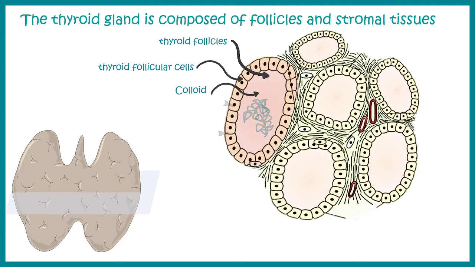Now inside the colloid there are substances known as thyroglobulin, which you can imagine as precursor of thyroid hormone, and thyroglobulin would be processed by thyroid follicular cell to ultimately produce the thyroid hormones. Other than these important cell types, there would be blood vessel innervation which supplies this tissue with blood, and there would be connective tissue as well.